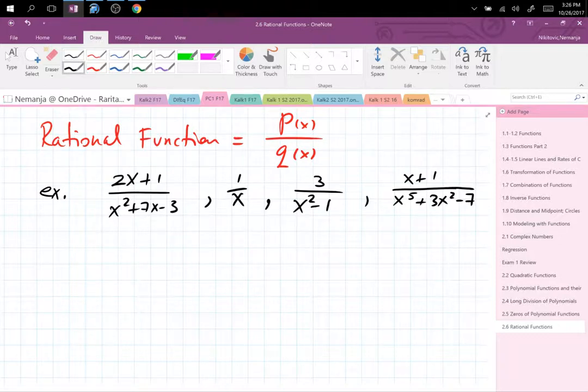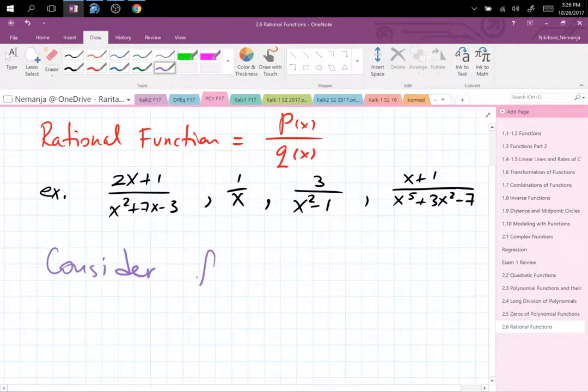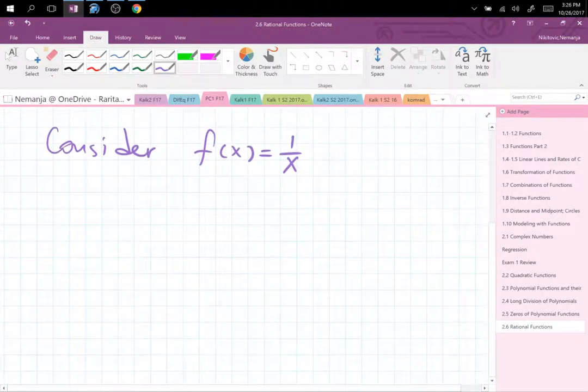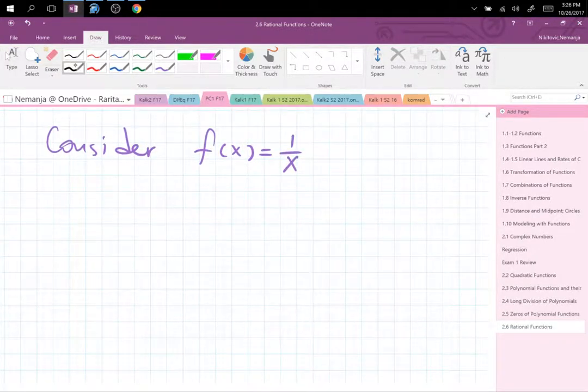So let's consider the function f of x equals 1 over x. We want to learn everything there is to know about this function. Well, this is one of the basic standard functions, and you are supposed to memorize its basic graph, just like you memorize square root of x, x squared, and those other basic graphs. And this gets added to the list of basic graphs.